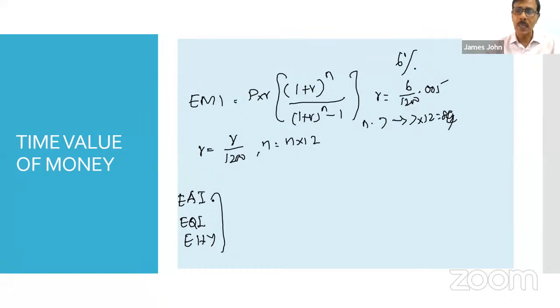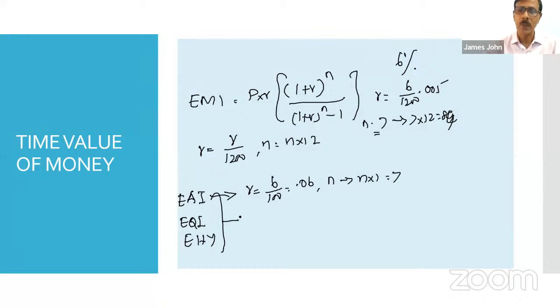Now suppose it is annually. The rate of interest is given 6% and the number of years is 7 years. You have to calculate the annual installment. That means the borrower has to pay every year. What is the annual installment? You can use the same formula. The only change is R will be 6 by 100, 0.06, and N will be N into 1. That means in this case, it is 7.